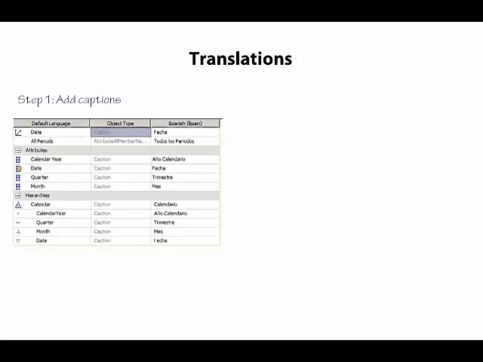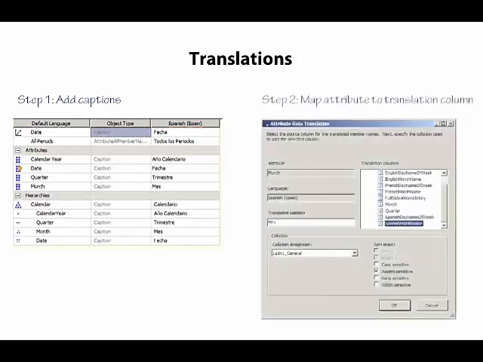Then we have two steps to perform to configure a dimension to use translations. First, we need to add a language on the Translations tab of the Dimension Designer, and then type in the caption to display for each attribute. Then we open the Attribute Data Translation dialog for each attribute and map the attribute to the column containing the applicable translation. We can add in as many languages as we need to support in this way.